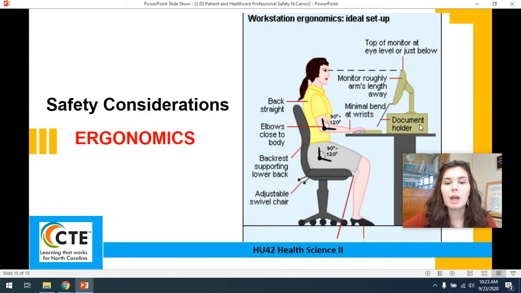You also want to have some kind of chair that has a backrest supporting the lower part of your back, and preferably something that has an adjustable swivel on it so that you can make sure your feet are flat on the floor and that your legs are bent at a decent angle.